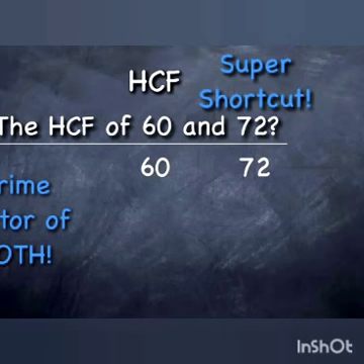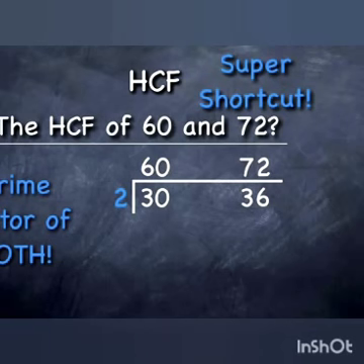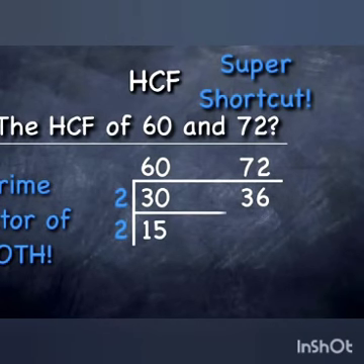So I can't just say, does 2 go into 60? I need to say, does 2 go into both 60 and 72? And if it does, then we can do that just like we were doing our ladder kind of method. Looks like a ladder there. And 2 goes into 60 30 times and into 72 36 times. Again, does 2 go into both of them? Yes, it does, and that leaves me with 15 and 18.